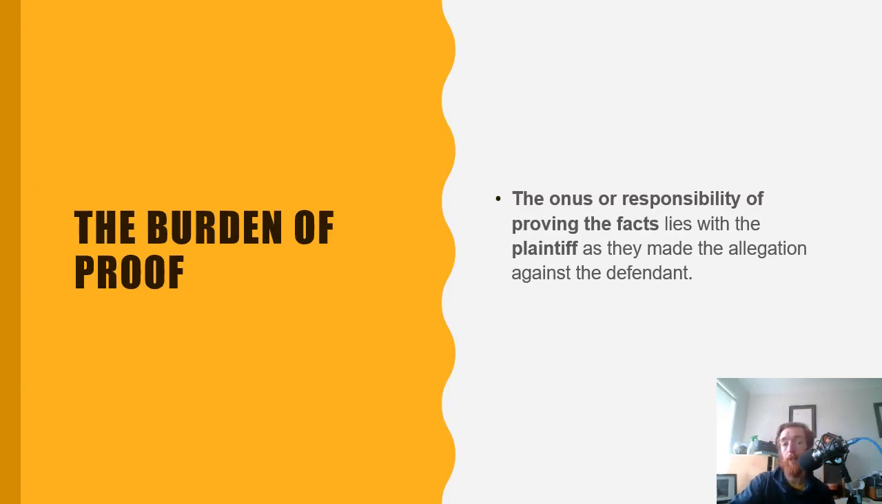Then the last two things we're going to talk about are the burden of proof. So the onus or responsibility of proving the facts lies with the plaintiff, as they made the allegation against the defendant. So if you sued your neighbor because they were making too much noise and they're partying every night and they're making your social isolation a whole lot more difficult, it's up to you to prove that. So you need to have evidence. You probably need to keep a diary, you need to take videos, you need to take recordings. So then when you got to court, you could prove that it's most likely that they have actually been doing that.